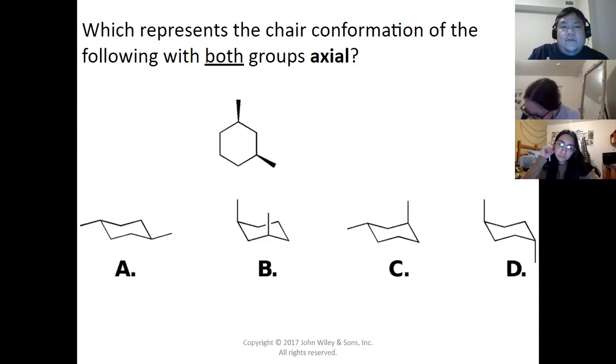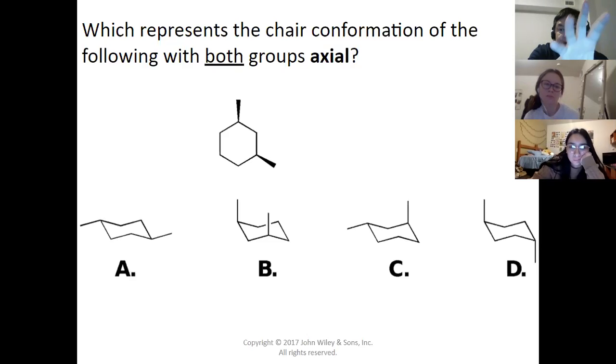So what's the one rule that you always have to remember, and I'll ask Gwen or Meg, because you guys will remember, the one rule that I told you guys when you're drawing from a 2D ring to a chair conformation? What do you have to be? Consistent. It doesn't matter, nothing else matters, just as long as you're consistent.